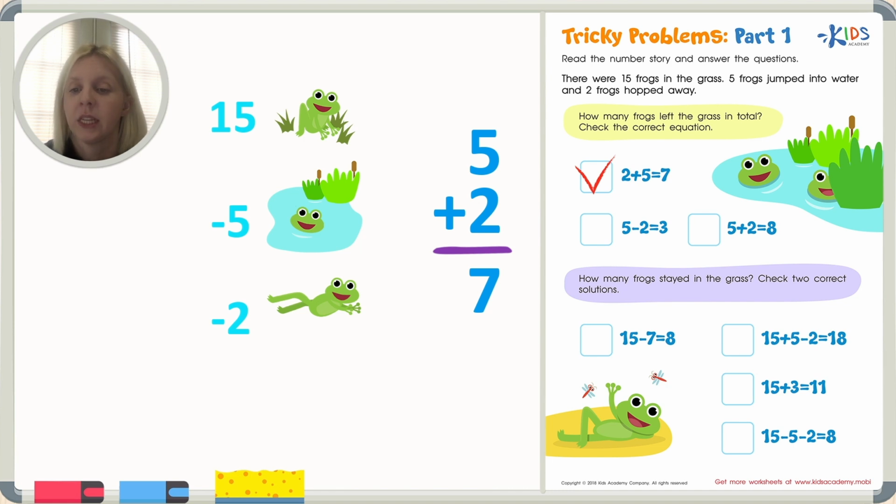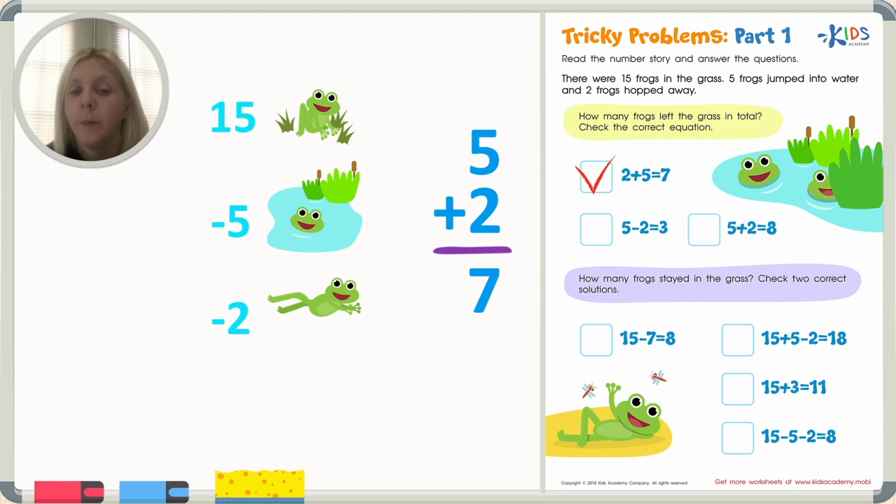Then the next one says, how many frogs stayed in the grass? Check 2 correct solutions. So there's going to be 2 answers to this one, okay? So let's figure out what we need to do. We've got 15 minus 5 minus 2. That was originally going to give us the answer. 15 minus 5 minus 2. So let's see if we can find that over here. Well, there it is, 15 minus 5 minus 2, and it says it equals 8.